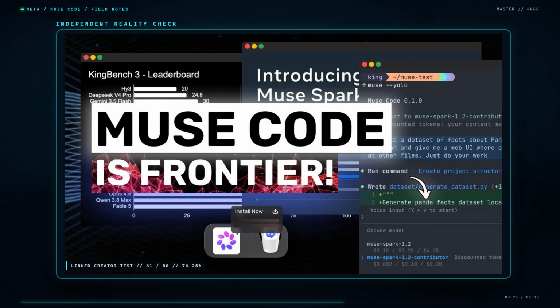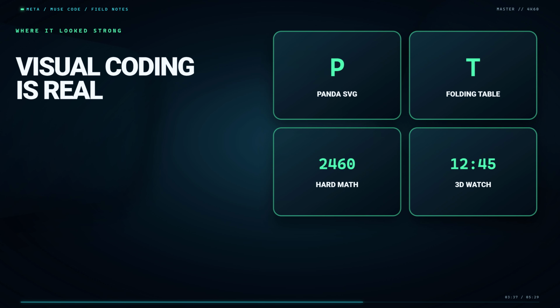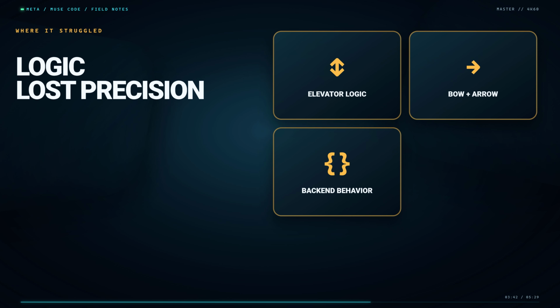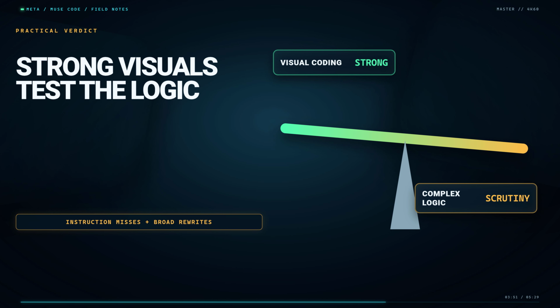The linked AICodeKing video adds a useful independent reality check. On KingBench 3, Muse Spark 1.2 scored 61 out of 80. It produced an excellent Panda SVG, a strong folding table scene, correct hard math problems, and a working three-dimensional watch. But the elevator logic, bow and arrow game, and some backend behavior were weaker. The creator also saw occasional instruction misses and overly broad file rewrites, so the visual coding strength looks real, while precision on complex application logic still needs scrutiny.